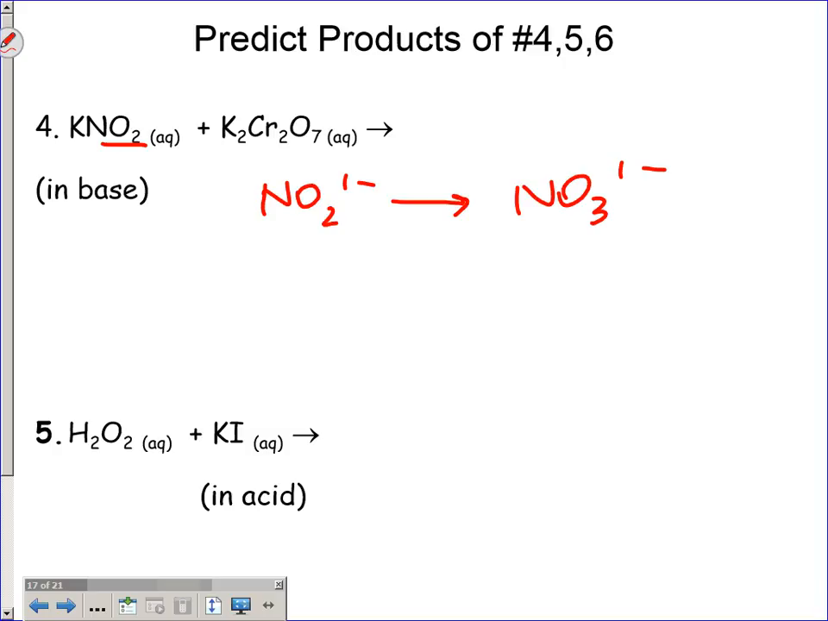Go ahead, what's the next? What's the dichromate going to automatically form? Vicky. 3+ charge, right? Okay, so anything that's dichromate or chromate is always going to form chromium 3+. This is a very common half reaction. So always just remember that dichromates and chromates are going to form chromiums.